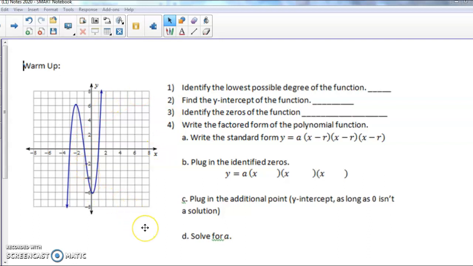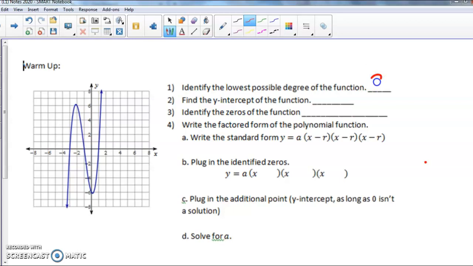Looking at this graph, you've seen these graphs before. We've done this last week. So that first question, identify the lowest possible degree of a function. Hopefully you remember what that means. If you forget for any reason, the degree is the number of turning points plus 1. This function has 2 turning points, so its lowest possible degree is degree 3.